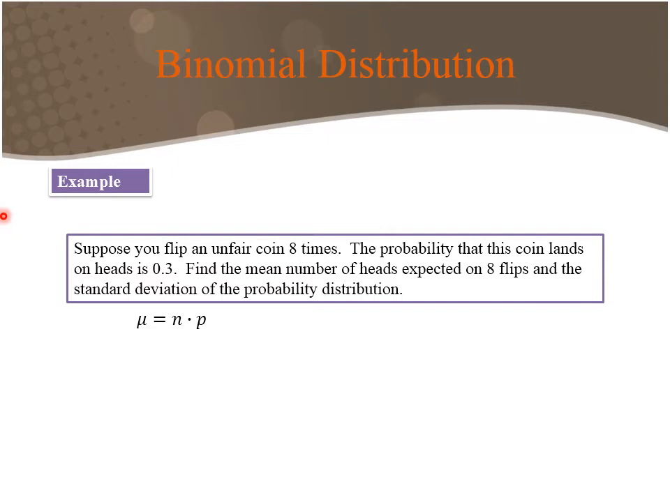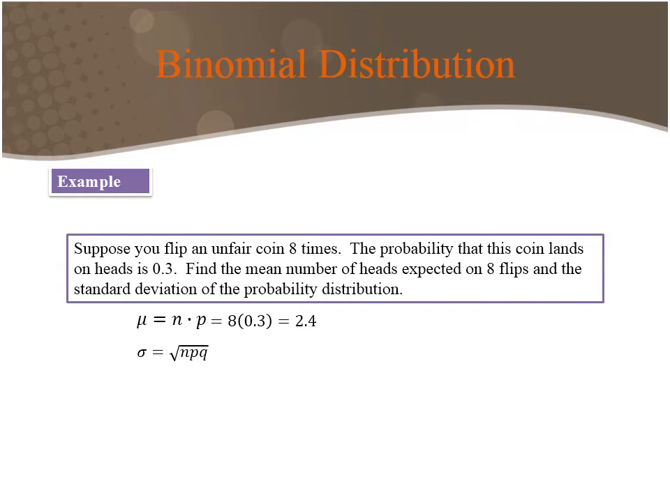So that means we can use our shortcut formulas for finding the mean of the distribution, or the mean number of heads that would come up. So that is n times p, or in this case 8 times the probability of success 0.3. That will give us a mean of 2.4, or the mean number of heads we should expect to come up on 8 trials is 2.4.